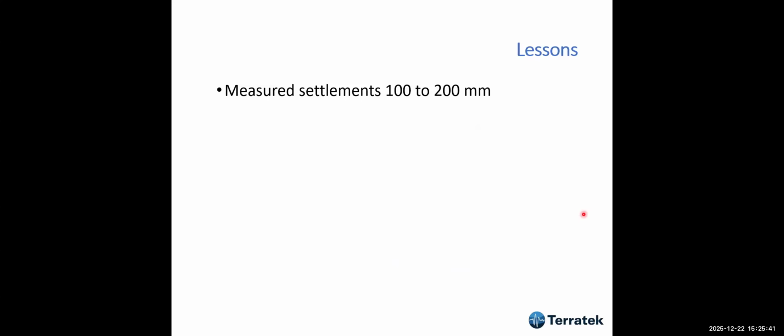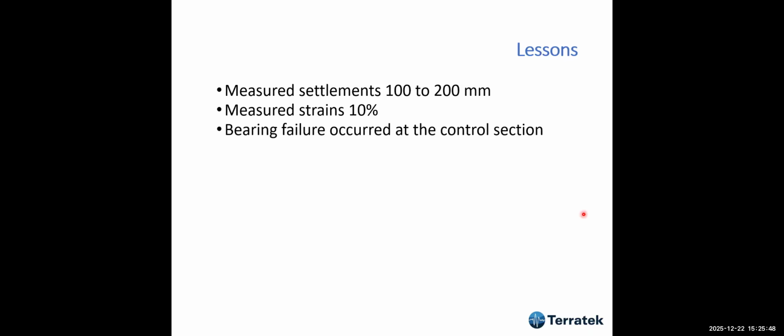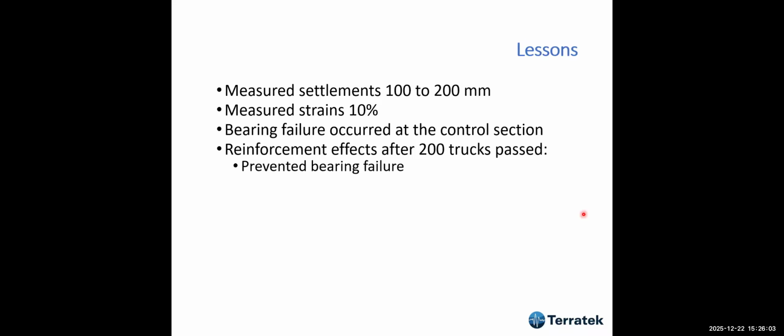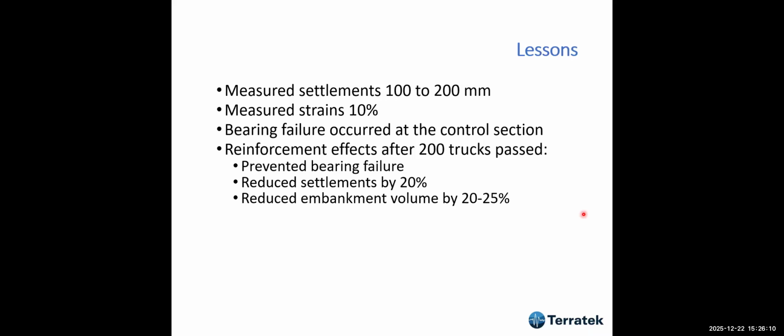Lessons. Measured settlements were from 100 to 200 millimeters in different sections. Measured strains were 10%. The bearing failure occurred at the control section without geosynthetic. Reinforcement effects: over 200 trucks passed. We measured the number of trucks. It prevented bearing failure, reduced settlements by 20%, and reduced embankment volume by 20 to 25%. But how? We didn't know in the beginning.